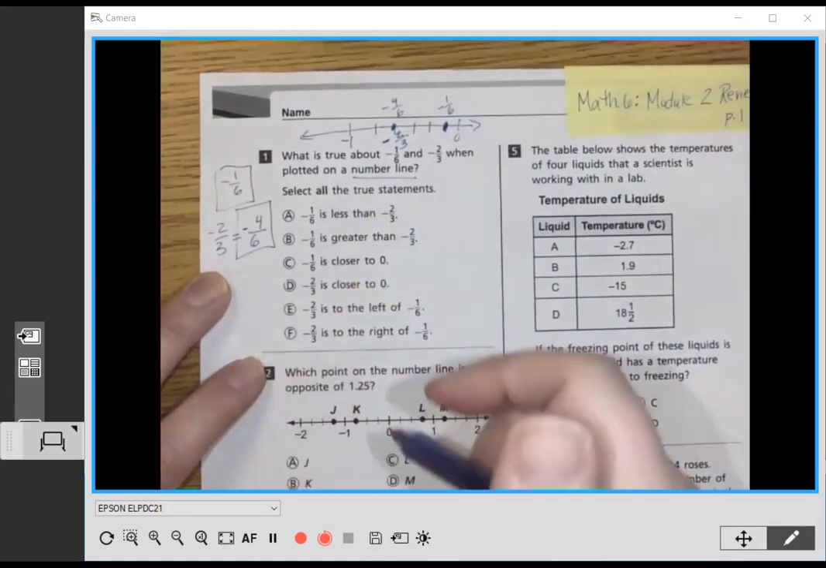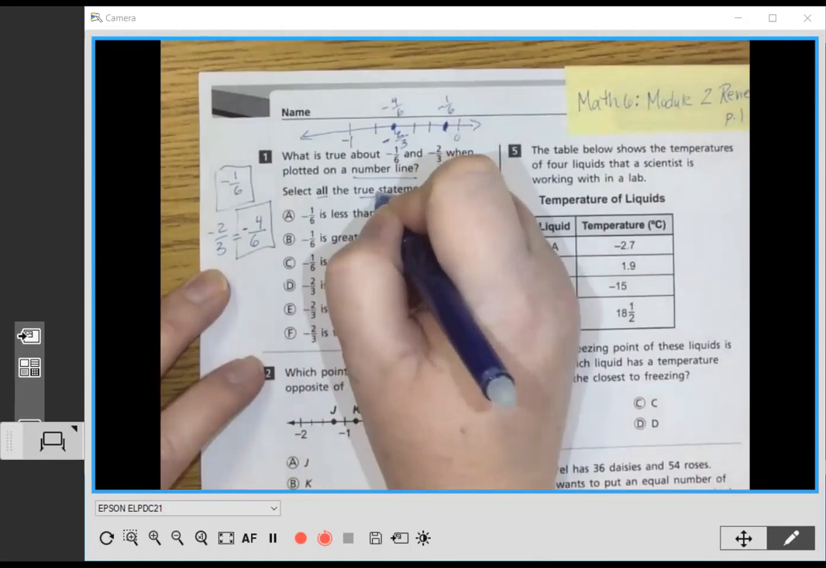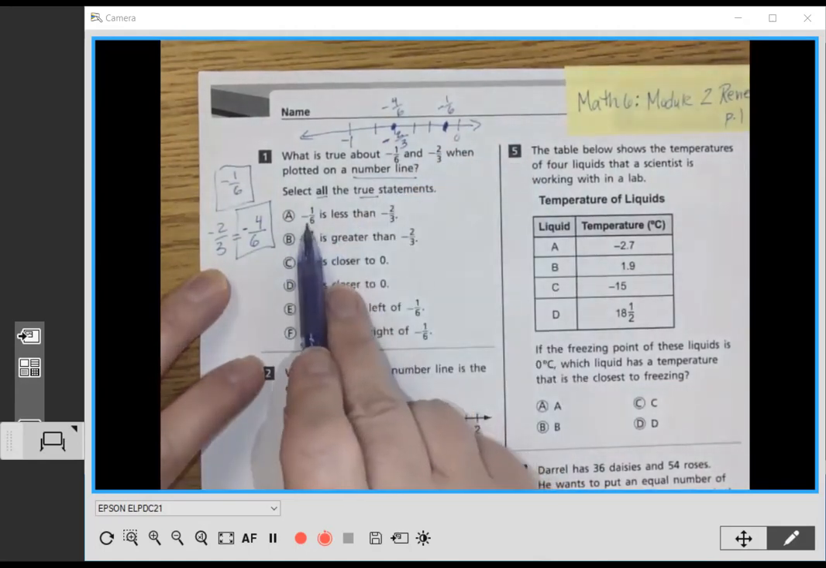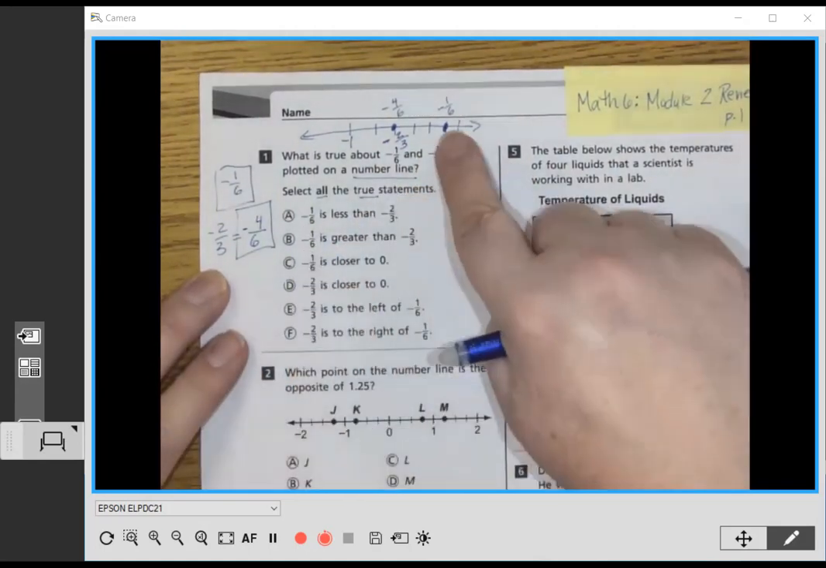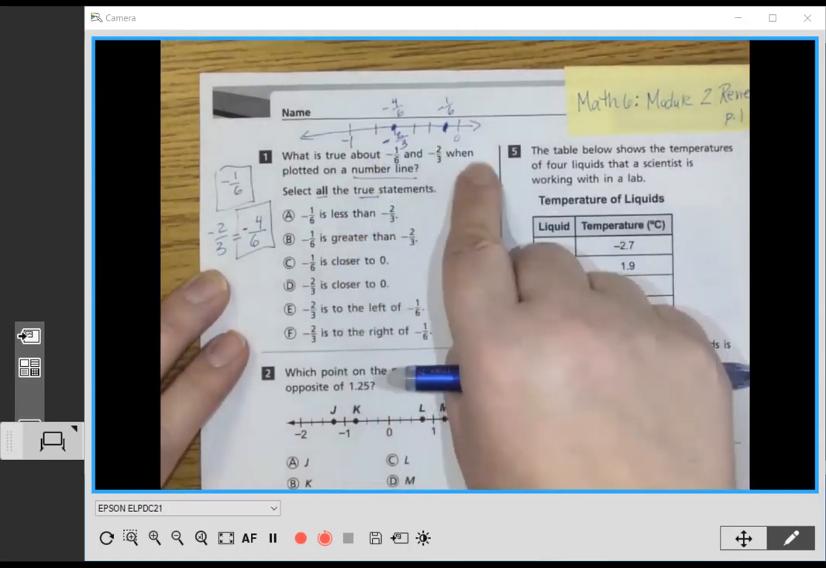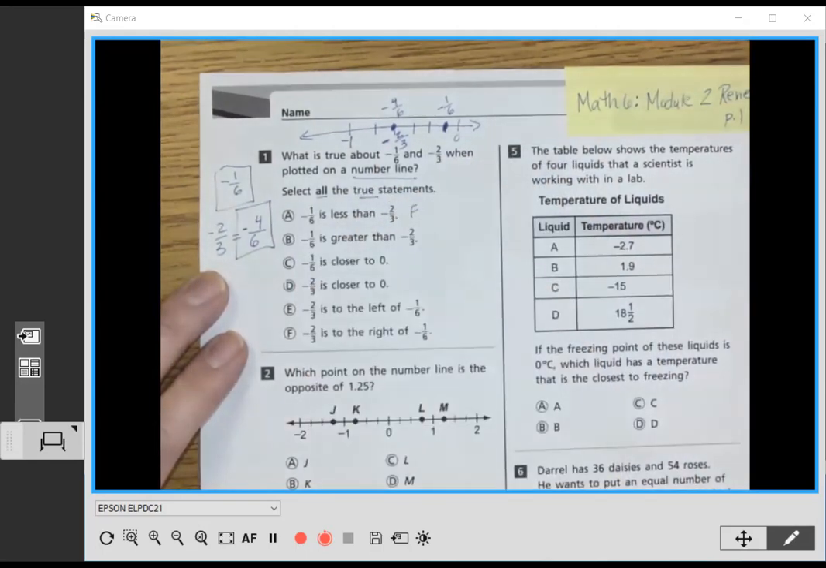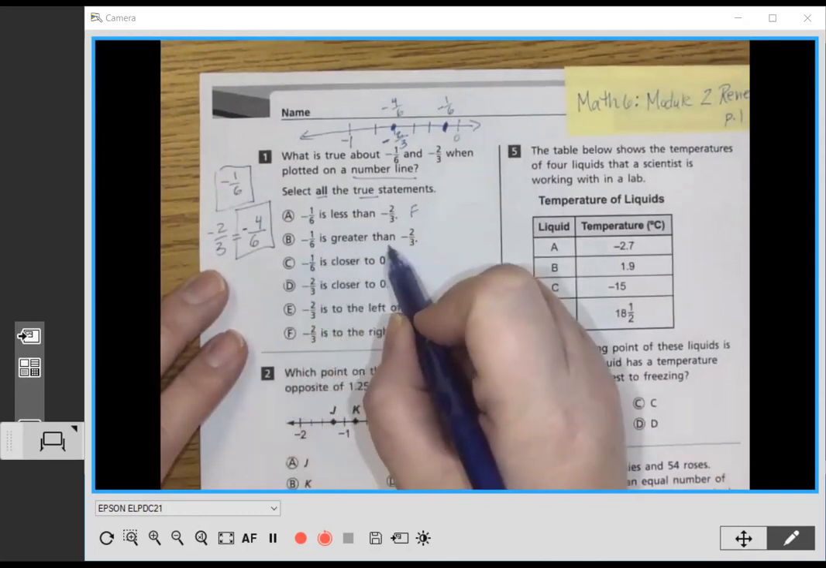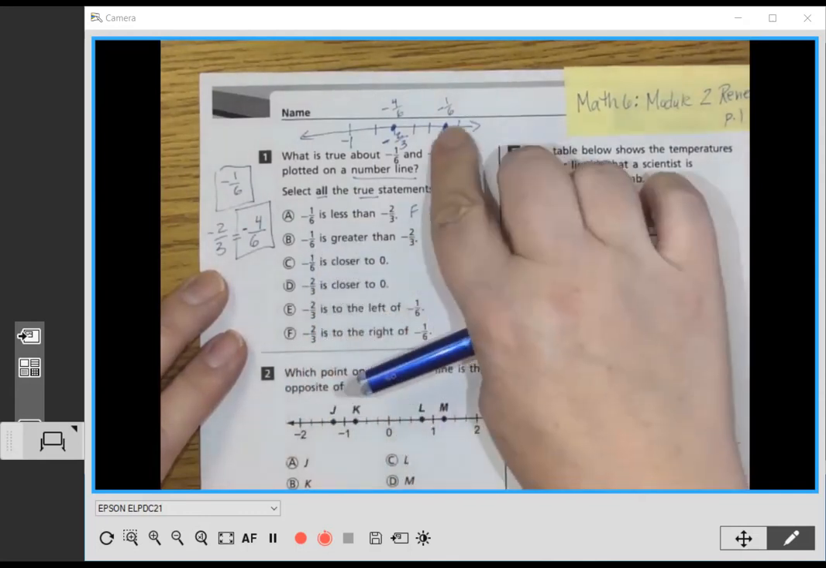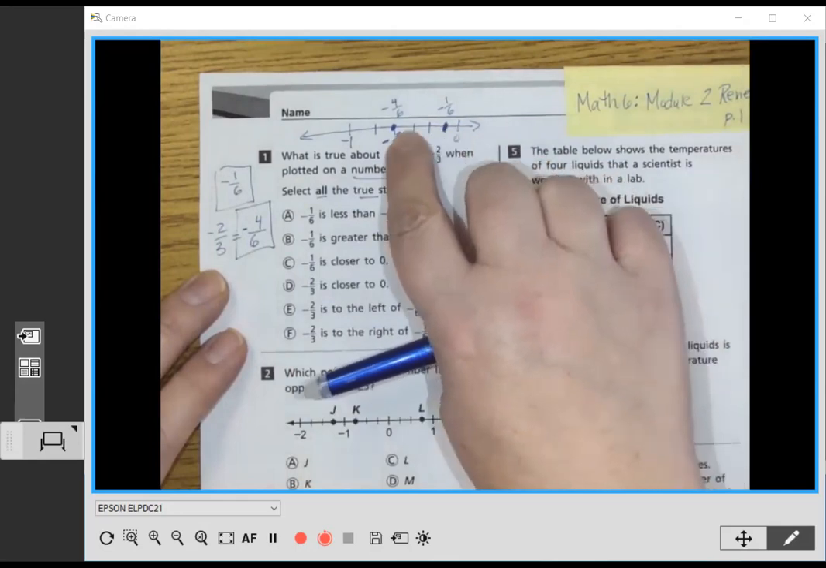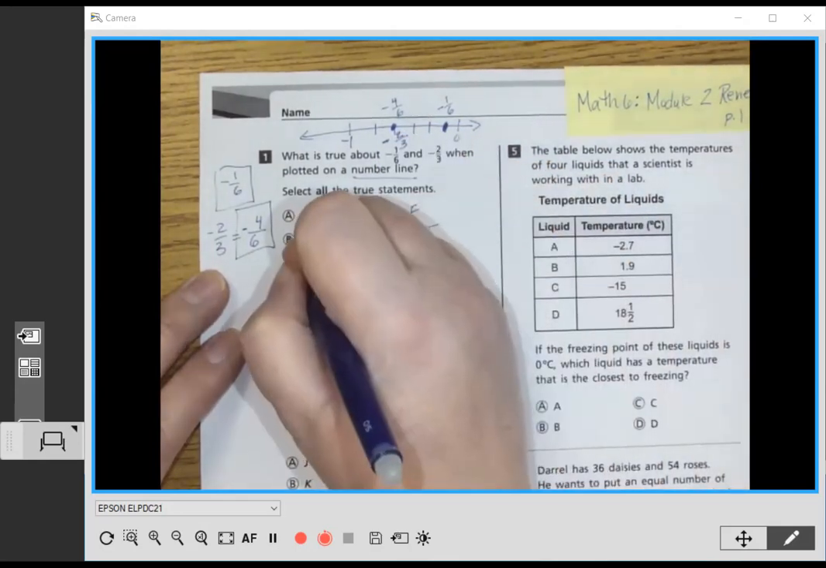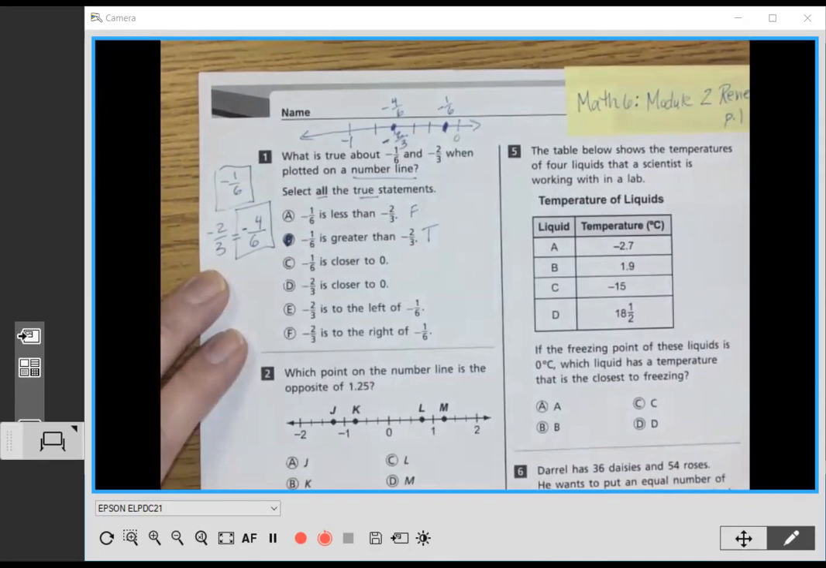And now we have several statements and we need to select all of the statements that are true. So letter A says negative 1/6 is less than negative 2/3. Well, that's false because negative 1/6 is to the right. So I'm just going to write an F here. I'm not going to bubble that in, and I'm going to write an F for false. So I've already evaluated that statement and determined that it's false. Then letter B, negative 1/6 is greater than negative 2/3. That's true. Negative 1/6 is farther to the right than negative 2/3. So this is true. I'll write a T for true and bubble that in.